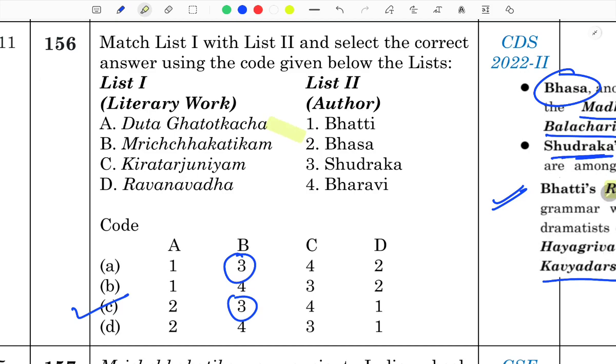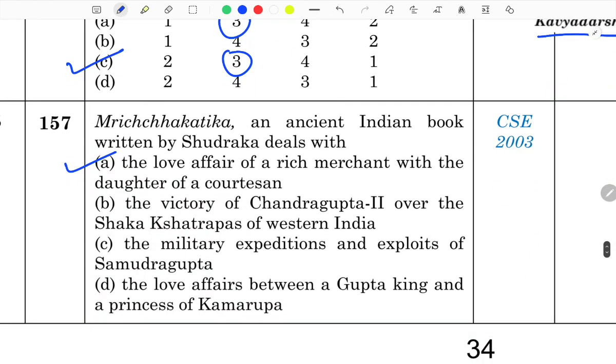Dutta-Ghatotgacha, that's by Bhasa. Mrichchhakatikam, your Shudraka. Kiratarjuniyam, Bharavi, and Ravanavadha, Bhatti. Mrichchhakatikam is repeated a lot by UPSC. Mrichchhakatika, an ancient Indian book written by Shudraka, deals with the love affair of a rich merchant with the daughter of a courtesan.